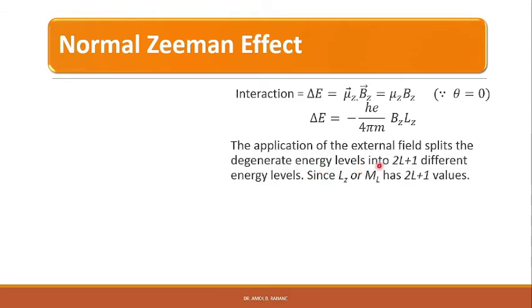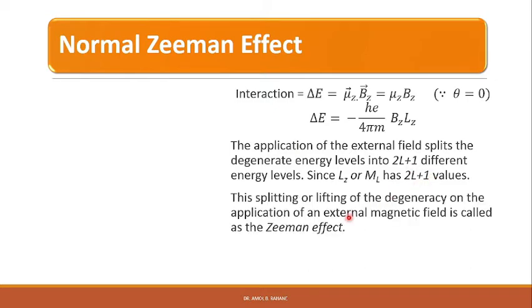The application of the external field splits the degenerate energy levels into twice L plus 1 different energy values, since Lz or ml has twice L plus 1 values. So this Lz or ml is the quantum number of the z component of the angular momentum, right? And it has twice L plus 1 different values, and therefore our energy levels are also split into twice L plus 1 different energy levels. And this splitting, or lifting of degeneracy, on the application of an external magnetic field is called the Zeeman effect. And since S is equal to 0, this effect is called the normal Zeeman effect.